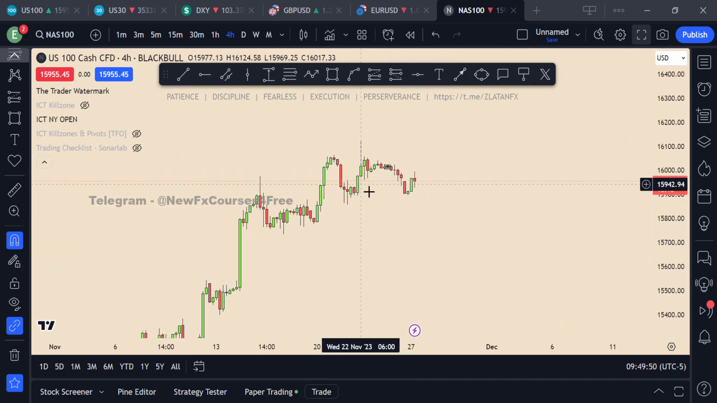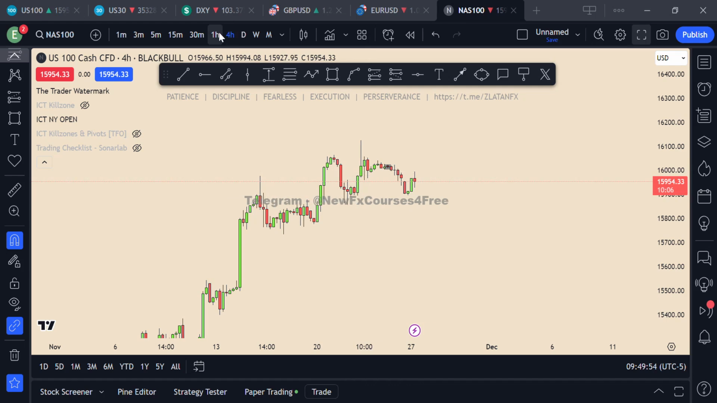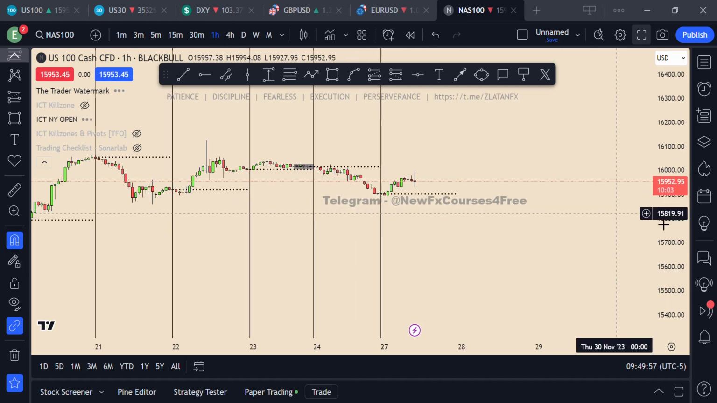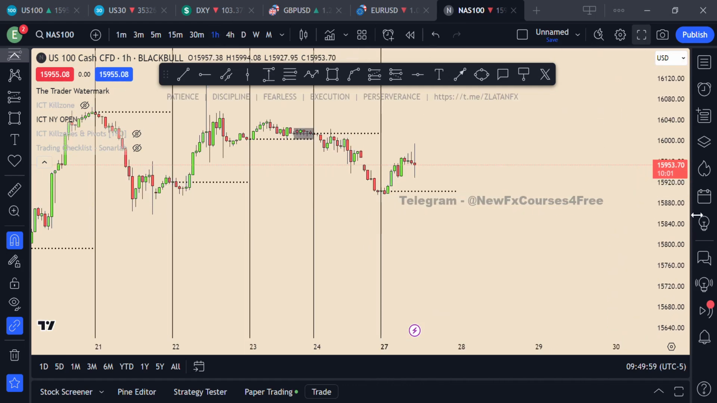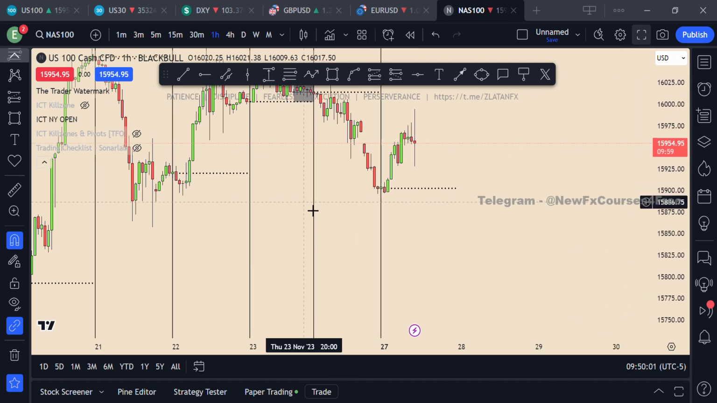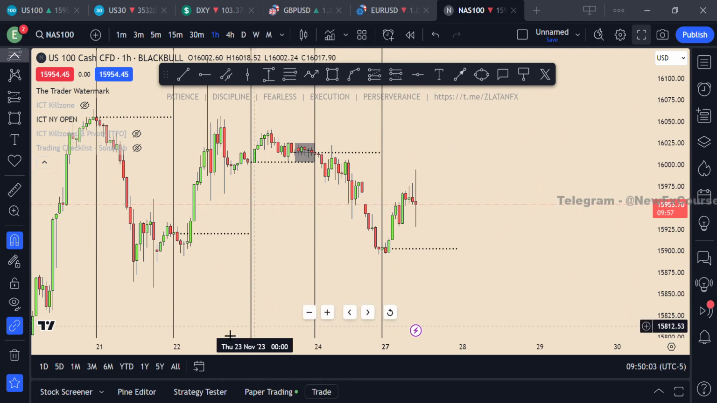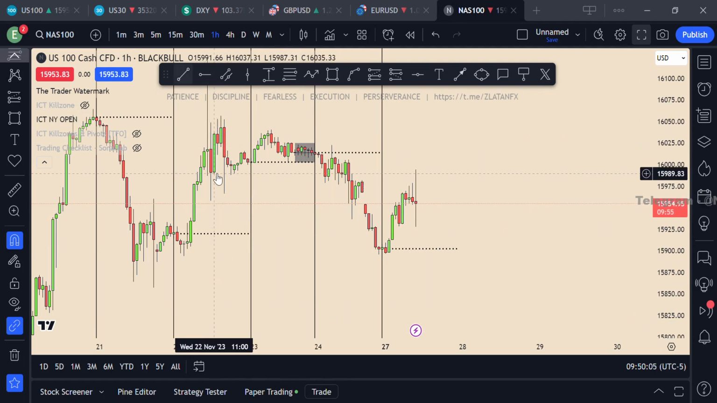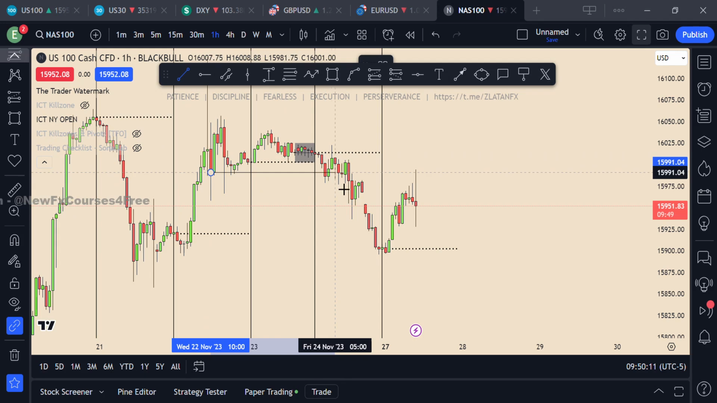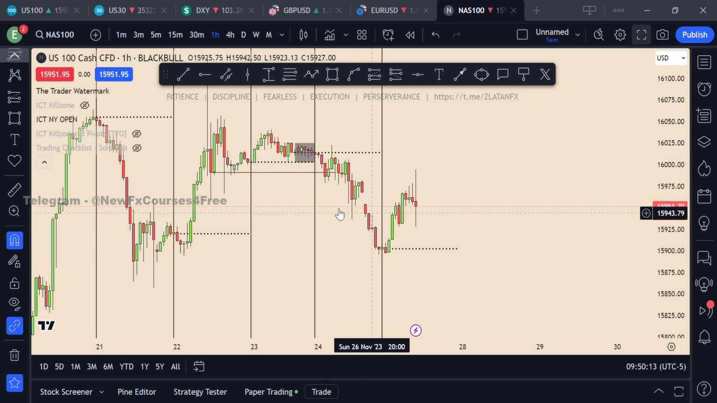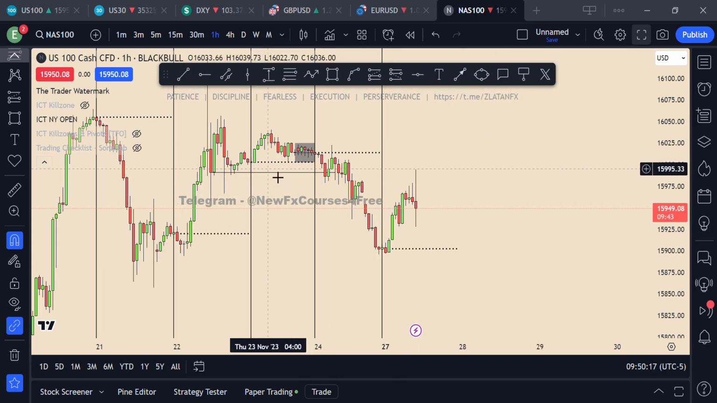Now I think this area was it, right? Okay. Now you could use the rejection block as your key level. This rejection block can be your key level, and you want to see a reaction immediately.